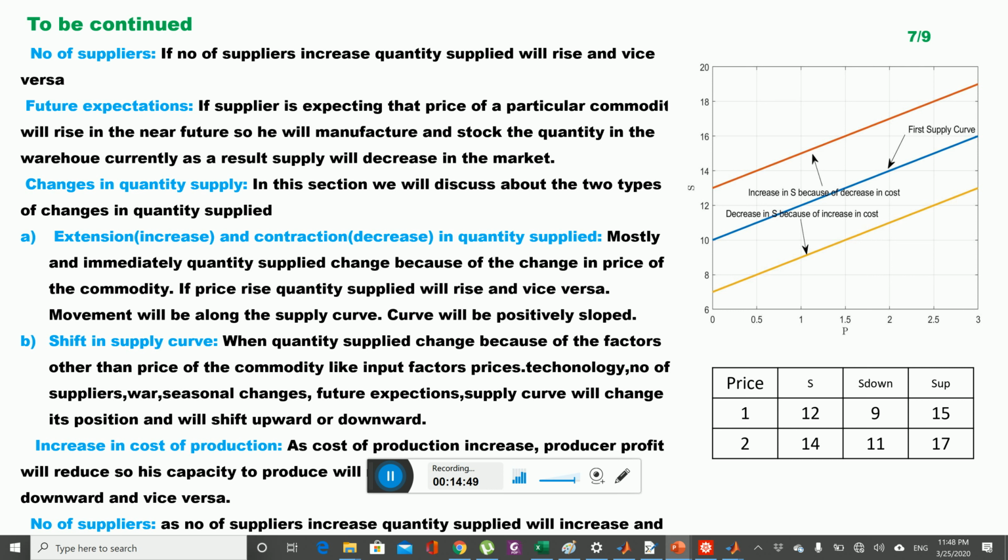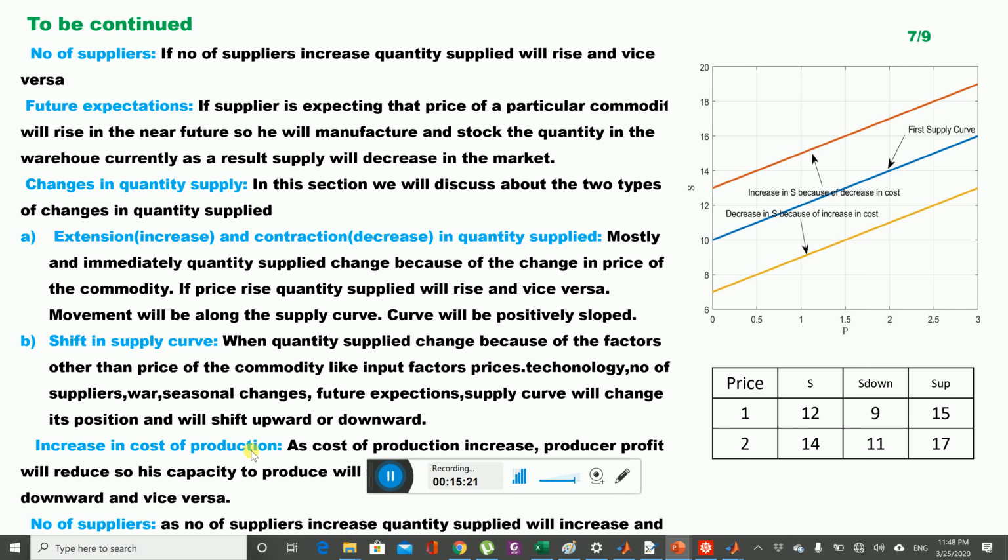Shift in supply curve means when the supply curve changes its position, and it will change its position when the quantity supplied changes, not because of price. It changes because of factors other than price, and the factors are input prices, technology, war, number of companies, future expectations, seasonal changes. Because of these factors, when quantity supplied changes, supply curve will shift upward or downward. Suppose we are putting one example, increase in the cost of production.